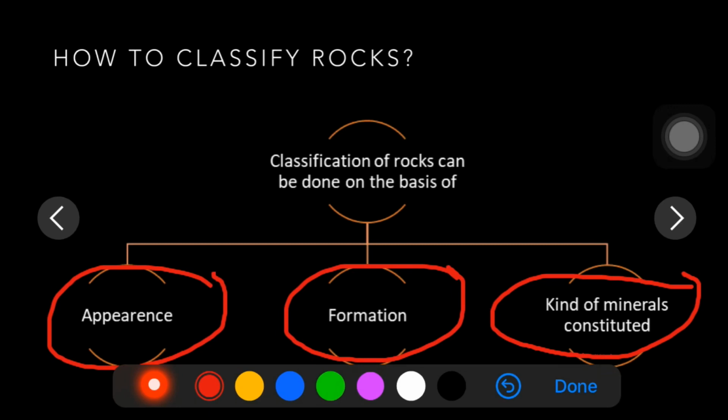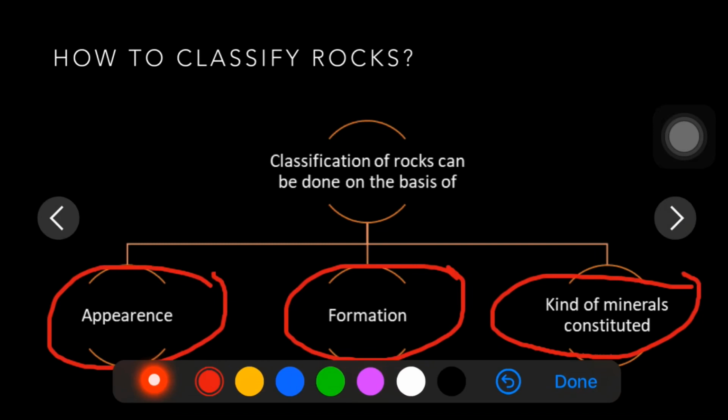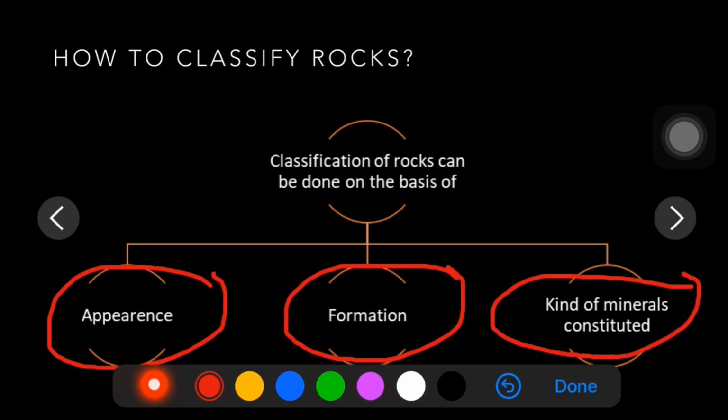Now I hope you are clear with the following points. That is, now you can define rocks and minerals. You can also state at least 4 features of rocks. Then you can differentiate between rocks and minerals, and finally you can tell 3 pointers on which rocks can be classified.